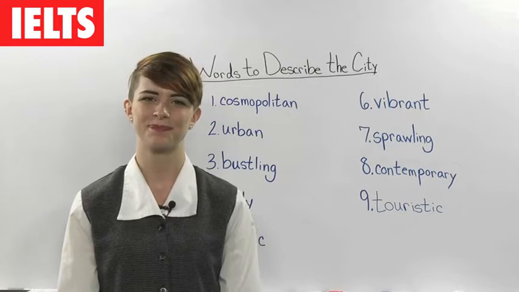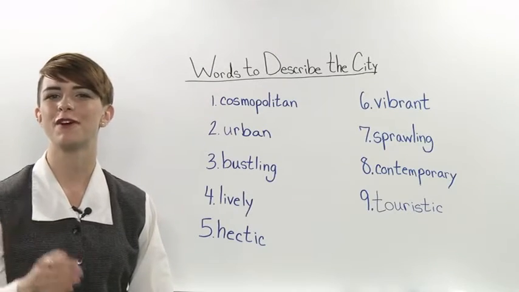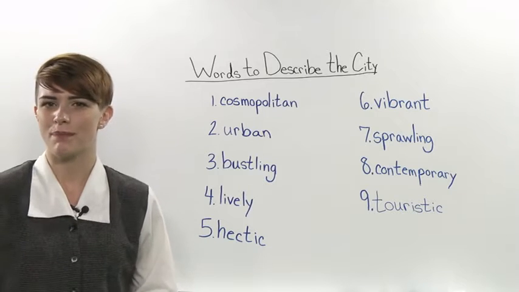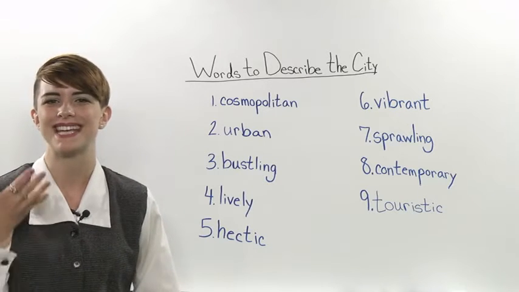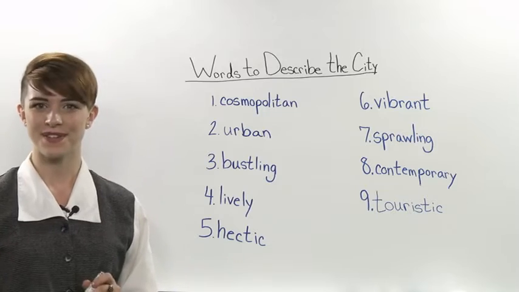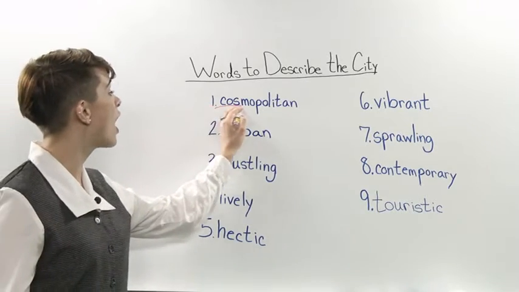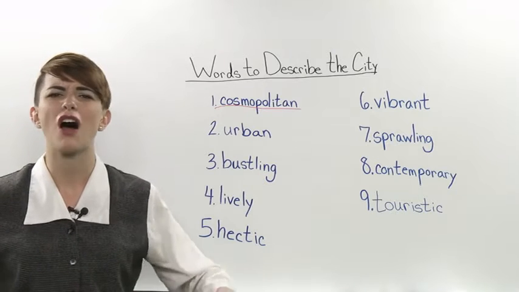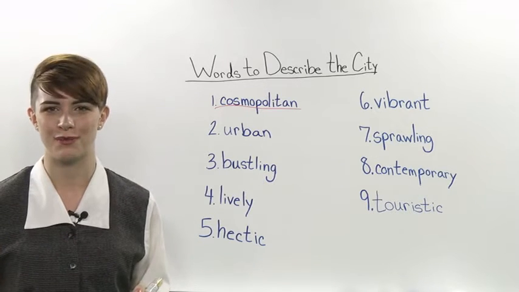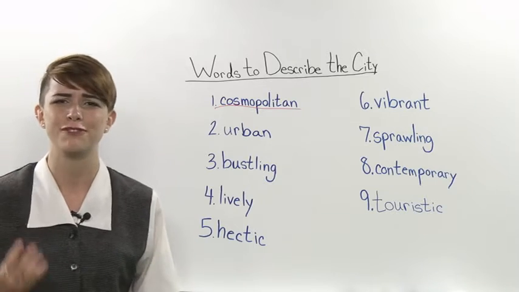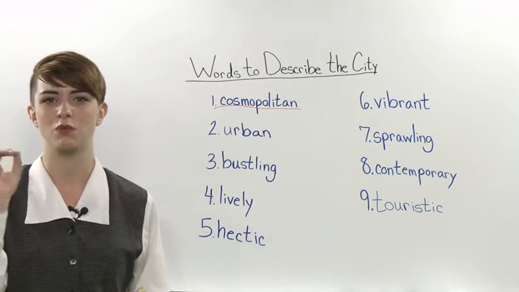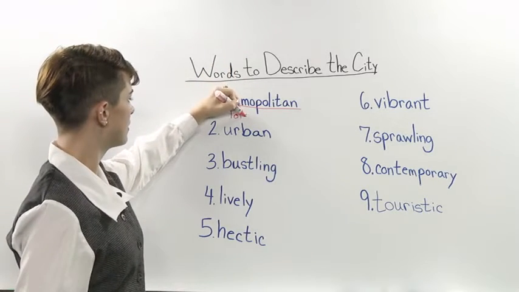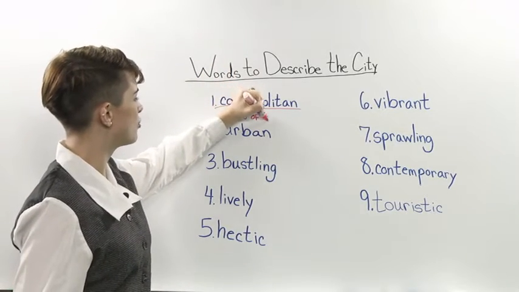Let's get started. First, let's focus on some vocabulary we can use to talk about cities. What makes a city unique? What makes it interesting? So, first on our list, we have cosmopolitan. Cosmopolitan means there are a lot of people from all over the world, lots of culture, lots of food, lots of music, all in one city. So I will write here, lots of culture.